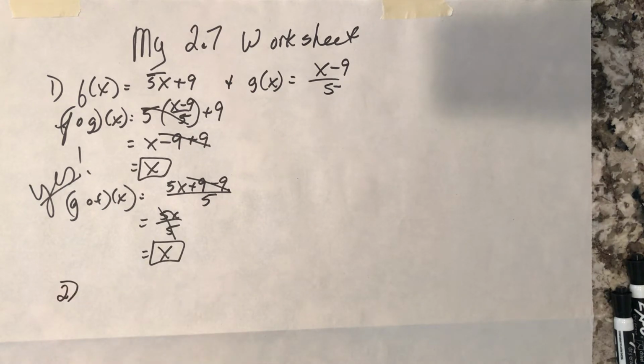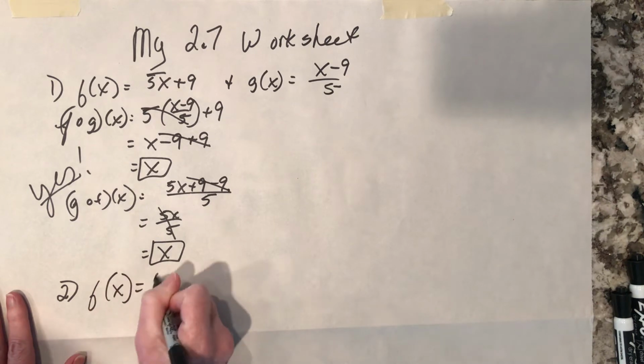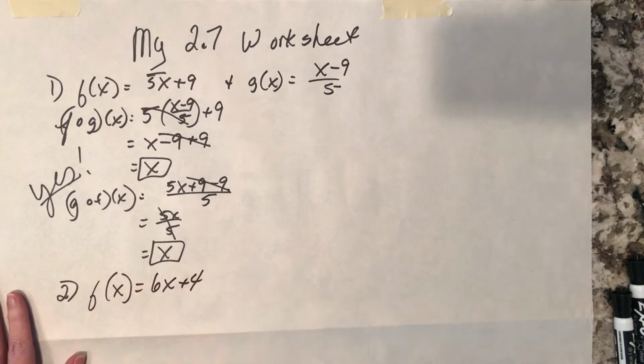Number 2. All are one-to-one functions. That means, remember, they pass the vertical line test for functions. They pass the horizontal test to count them as one-to-one functions. So it says, given f of x, find the inverse. So number 2, f of x equals 6x plus 4. We're going to find the inverse.